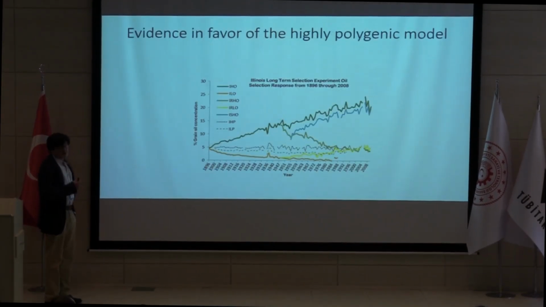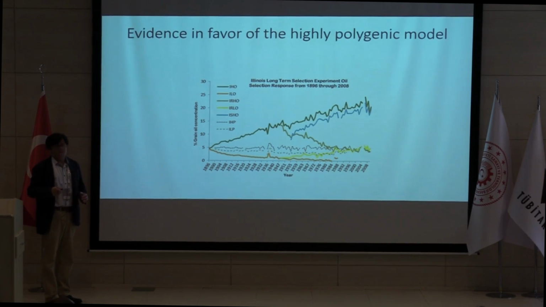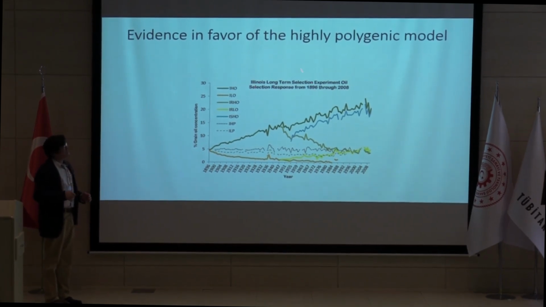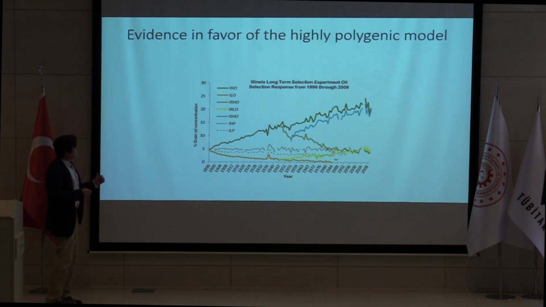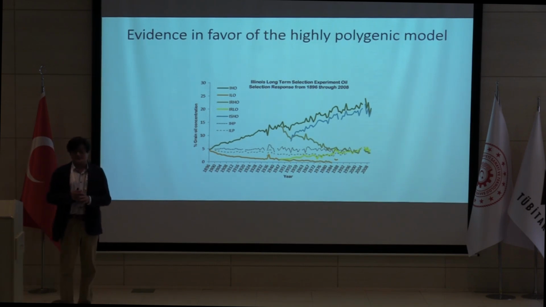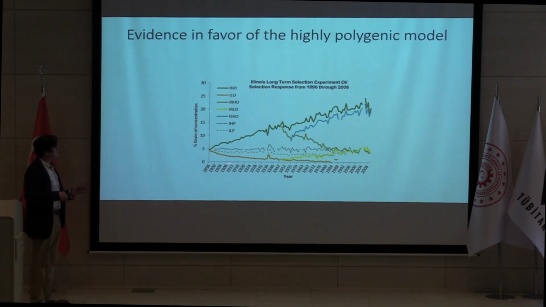So the early indication that the model is relatively polygenic comes from selection experiments. This is the Illinois long-term selection experiment. Again, how many people know about this? Okay, good, then I'll explain it. This is not the type of experiment a single graduate student does, because the data here are from 1896 to 2008. It's over 100 years' worth of data.